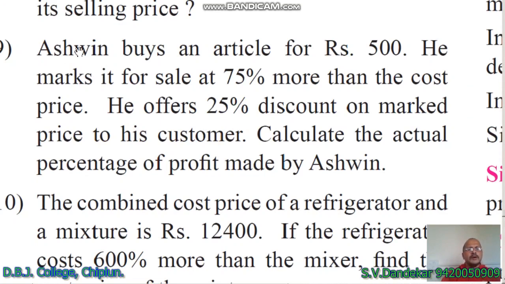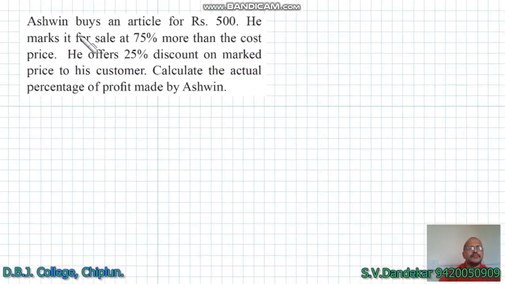Ninth problem. Ashwin buys an article for rupees 500. He marks it for sale at 75% more than the cost price. He offers 25% discount on marked price to his customer. Calculate the actual percentage of profit made by Ashwin. Let us copy this to our board. Cost price equal to rupees 500.